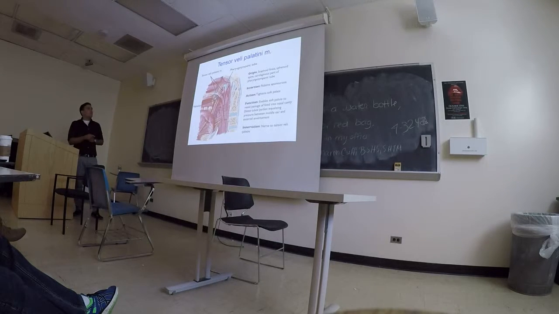mandibular division. So the first of these is tensor veli palatini, is this muscle right here, and it's originating on the sphenoid. It's part of the sphenoid, part of the scaphoid fossa, and it inserts out into this broad palatine aponeurosis, and its action is to tighten the soft palate during swallowing.